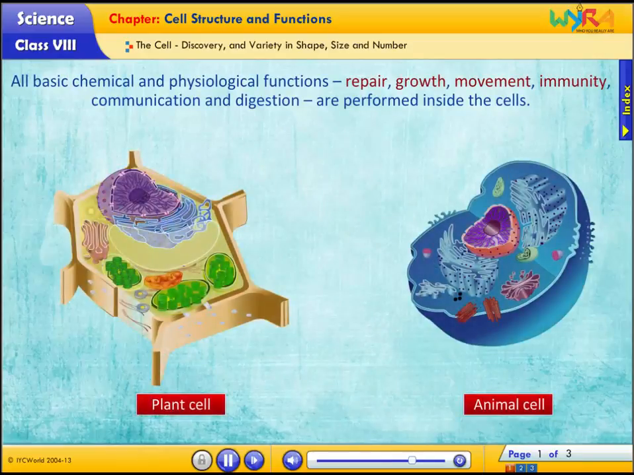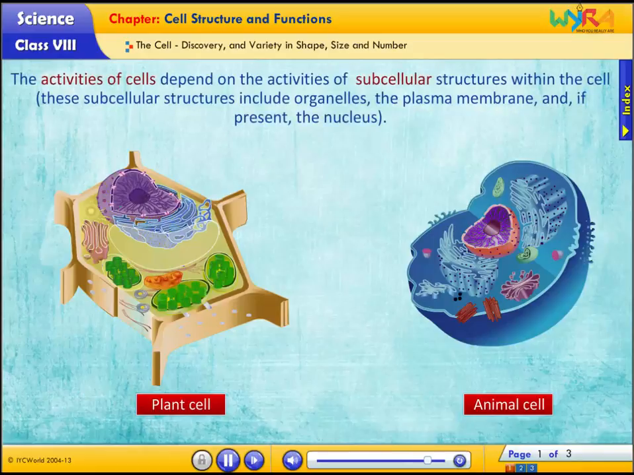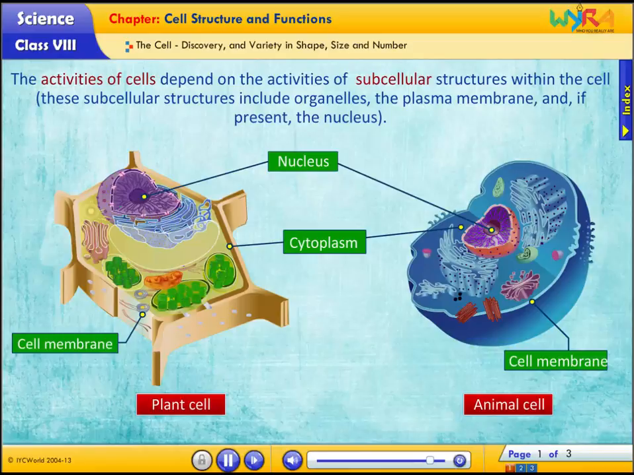All basic chemical and physiological functions, repair, growth, movement, immunity, communication and digestion are performed inside the cells. The activities of cells depend on the activities of subcellular structures within the cell. These subcellular structures include organelles, the plasma membrane, and if present, the nucleus.